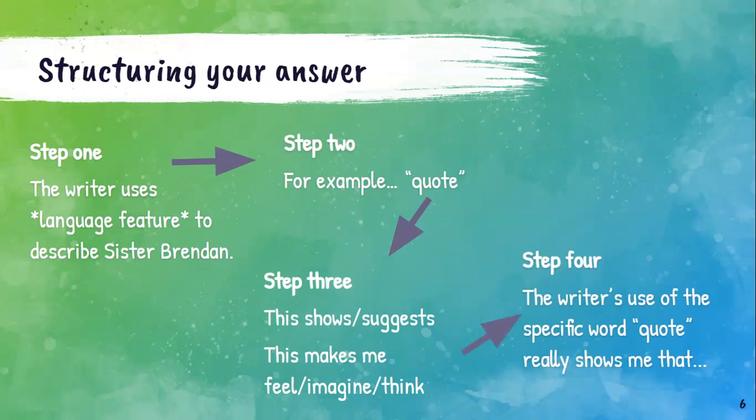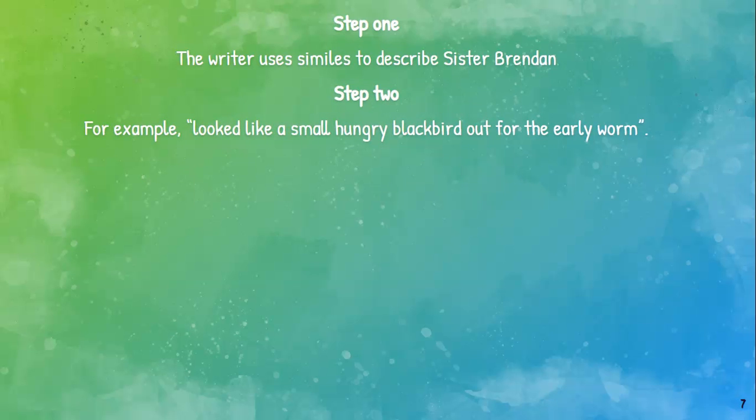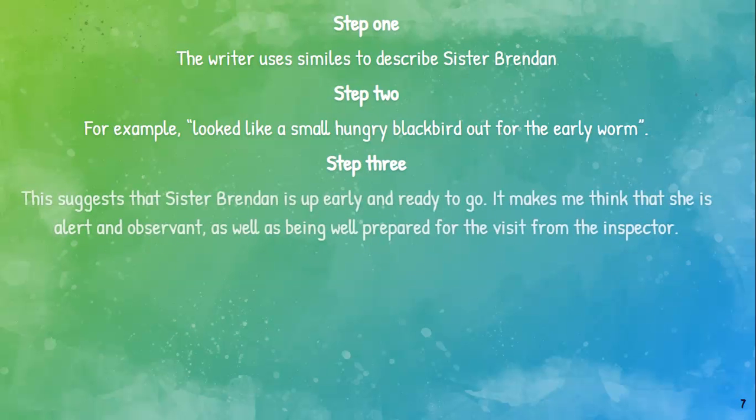And moving on to step 4, we'll then zoom in on the writer's use of a specific word and what that tends to show. So let's see that in action. Step 1, the writer uses similes to describe Sister Brendan. Step 2, for example, "looked like a small hungry blackbird out for the early worm." This suggests that Sister Brendan is up early and ready to go. It makes me think that she is alert and observant, as well as being well prepared for the visit from the inspector. So I'm looking at what makes me think, what it's suggesting.